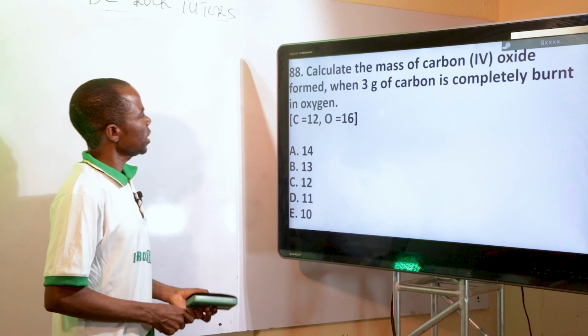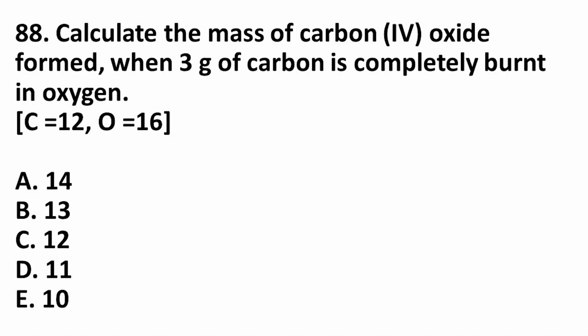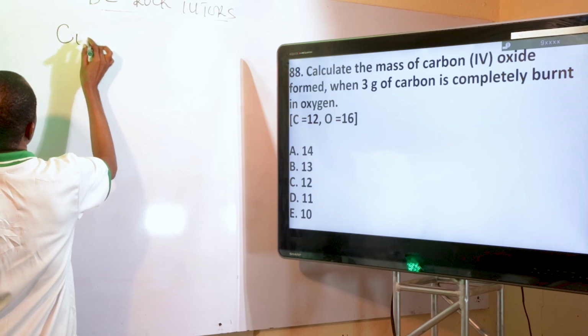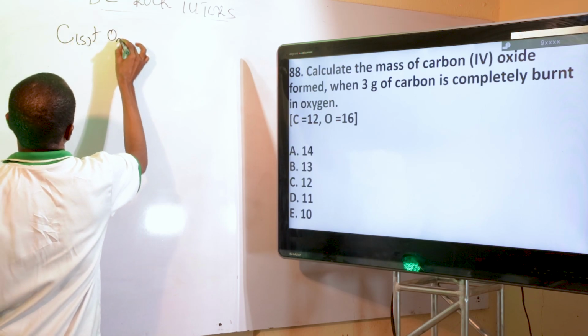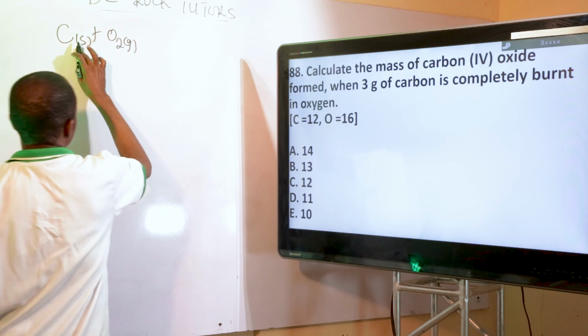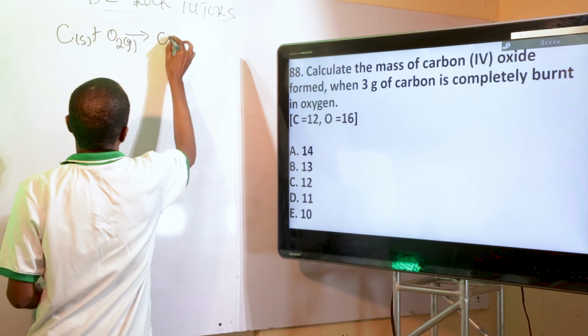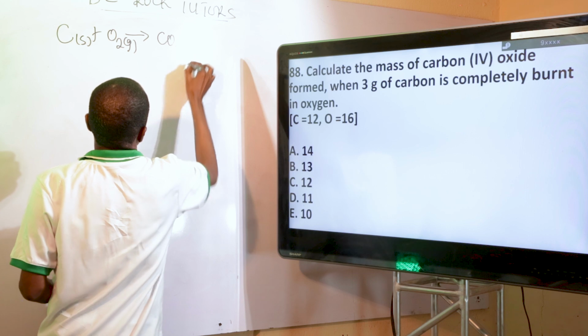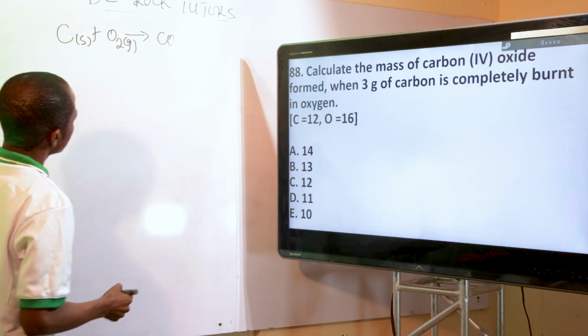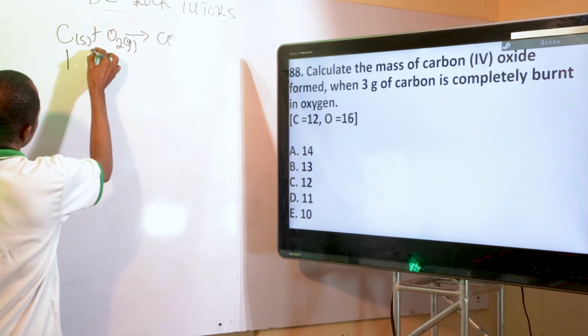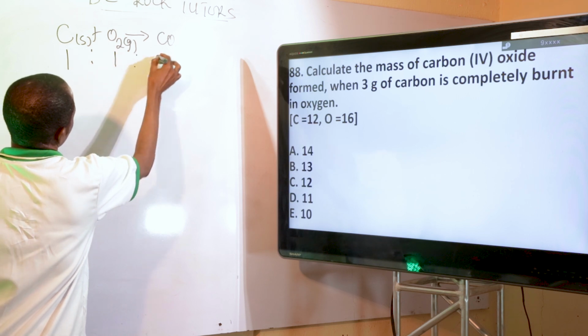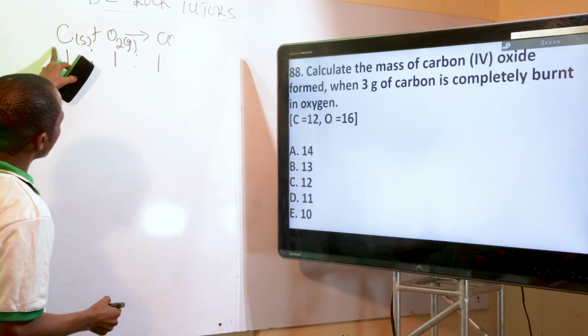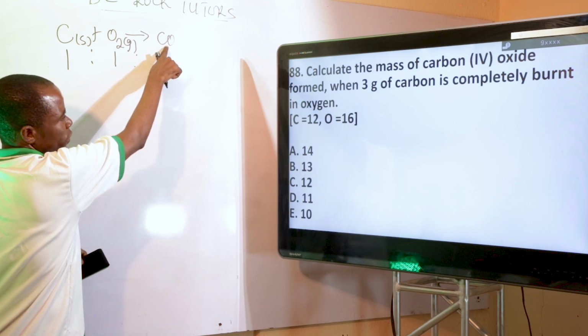Thank you very much. So let's look at number 88. We have to calculate the mass of carbon dioxide that is formed when 3 grams of carbon is completely burnt in oxygen. We have to write the equation for carbon in solid form, burnt completely in oxygen. We know that when carbon undergoes complete combustion, it's going to form carbon dioxide. If it is incomplete, it's going to form carbon monoxide. So we can see that the ratio is 1 to 1 to 1, which means the number of mole of carbon will also be equal to the number of mole of CO2.